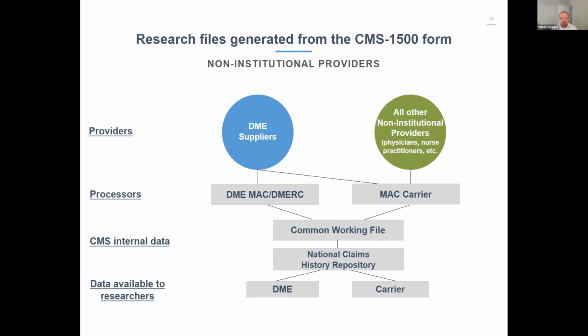Then, of course, you have non-institutional providers that follow a similar pattern, where you have all those other non-institutional providers in DME going, again, through a MAC, through a common working file host site, which then populates the repository, and that's how we end up with the DME and the carrier file, which again is a big bucket of different kinds of provider services that are not institutional.